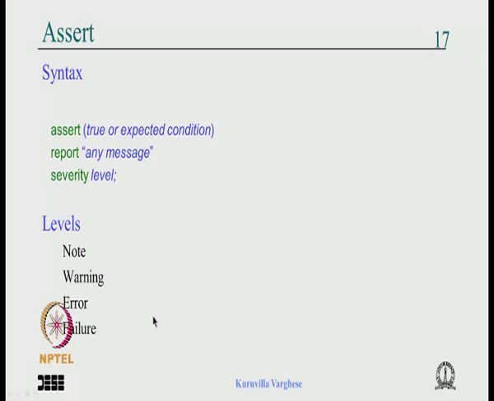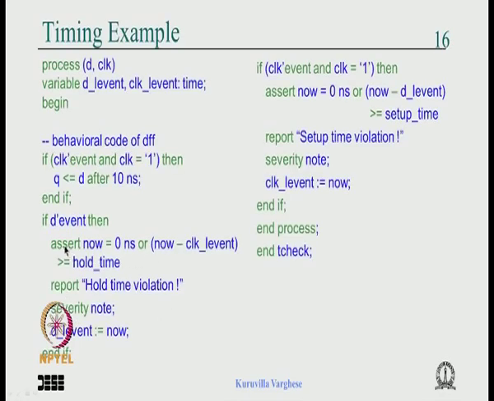So that is what we are going to use here: assert now minus clock last event greater than hold time. That means if it is true, if there is no violation, don't do anything. If there is a violation, report hold time violation, severity note, that means it will just print on the console of the simulator, and we have to now update this variable. So D last event is now. That is what we do.